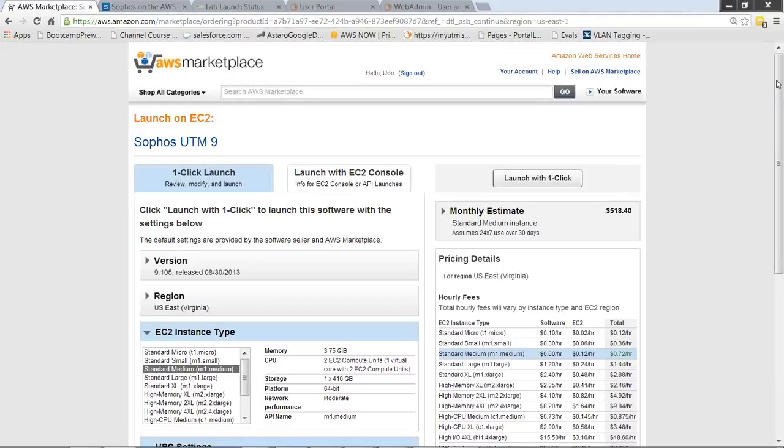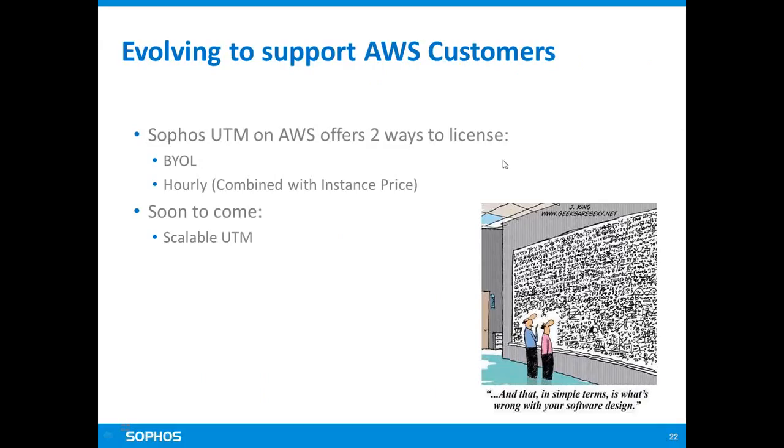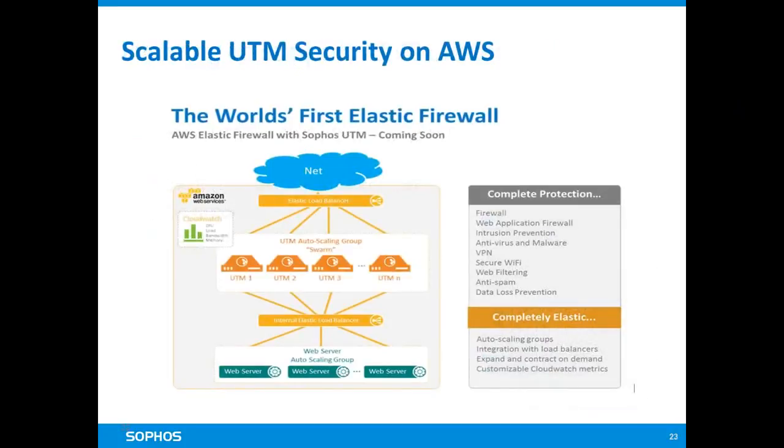And we're continuing to evolve this product and the functionality on AWS. We actually have plans now for, and fairly soon should be out, our scalable UTM. So this is an industry first. And what we're actually doing is taking advantage of a lot of the tools Amazon offers to do auto scaling, to do load balancing, integration with their different tools and infrastructure, so that we can do all the UTM features, all the stuff that we've been talking about for firewalling, web application protection, intrusion prevention, VPN support.